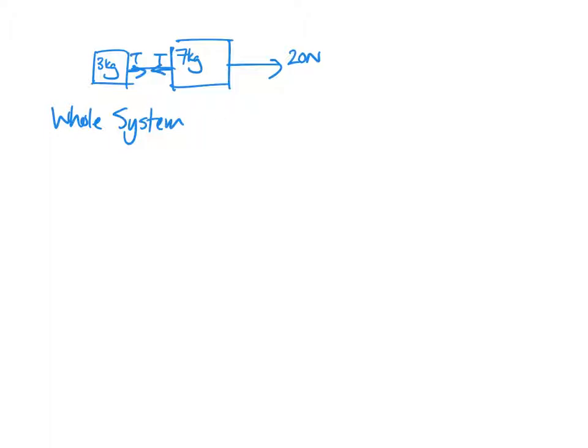The whole system has a mass of 10 kilograms and is being pulled along with a force of 20 newtons. The tension doesn't appear in that because it's what we call an internal force, and basically those pair of arrows would cancel each other out anyway.